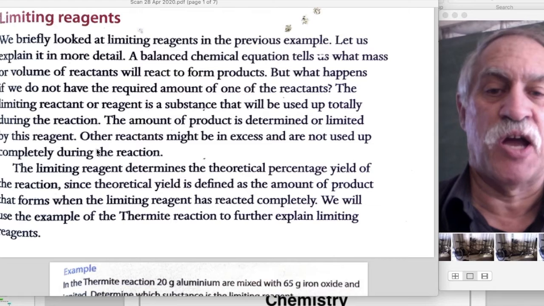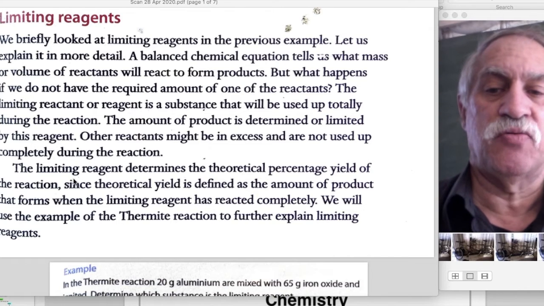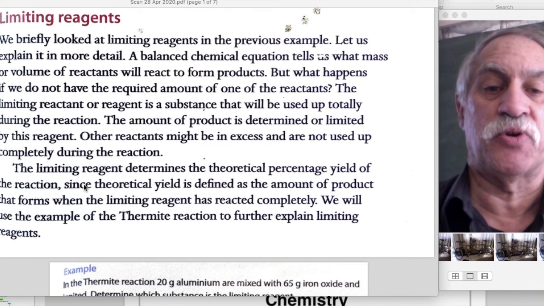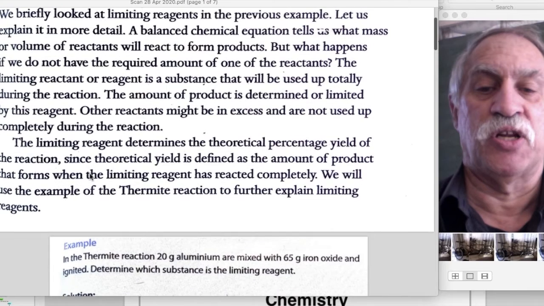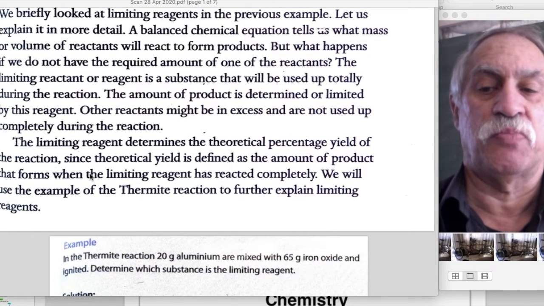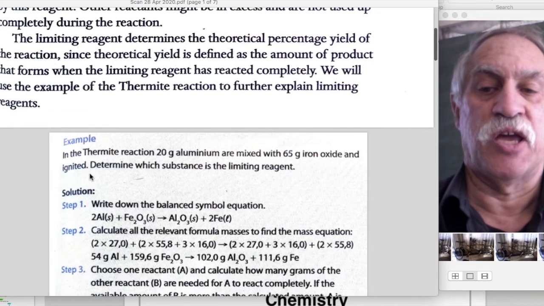Other reactants might be in excess and are not used up completely during the reaction. The limiting reagent determines the theoretical yield of the reaction, so it will definitely affect your yield. If you run out of flour, your yield of bread is going to be limited. Since theoretical yield is defined as the amount of product that forms when the limiting reagent has reacted completely, we will use the example of the thermite reaction to further explain limiting reagents.